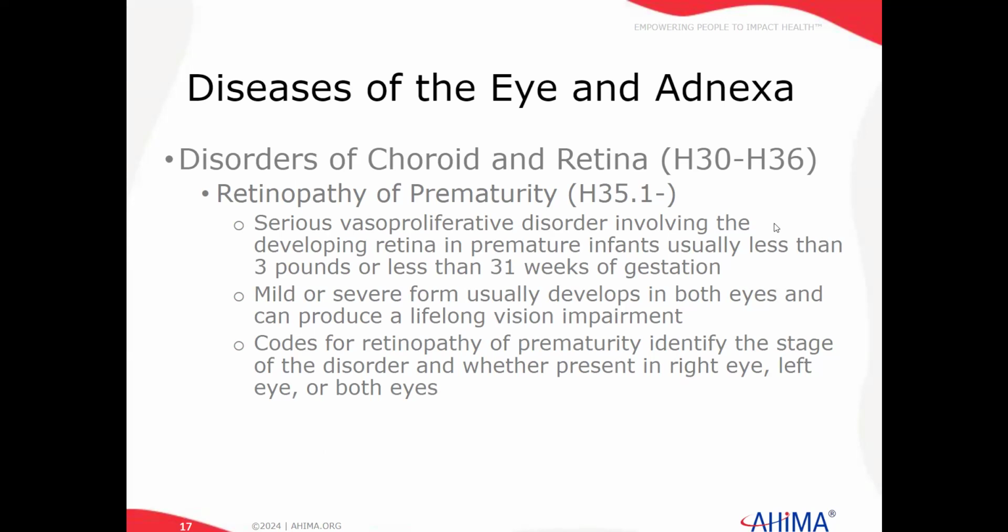that you see in premature infants that weigh less than 3 pounds typically and less than 31 weeks. It can either be mild or severe. It can affect usually both eyes, although there are codes for left and right.